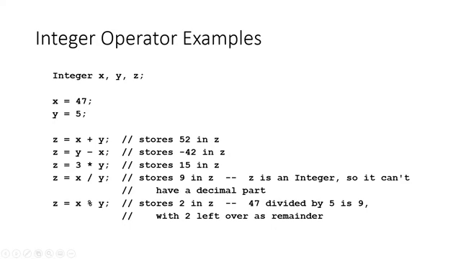So 47/5 is 9. And then that's where this percent comes in. If you want to know what was left over, x percent y means take the value of x, 47, divide by the value of y, but then ignore what the answer is and just keep the remainder. So 47 divided by 5 is 9 with 2 left over. So I throw away the quotient and I just keep the remainder as the result of that expression. Okay, it takes a little bit of getting used to, but we'll see how that will work.